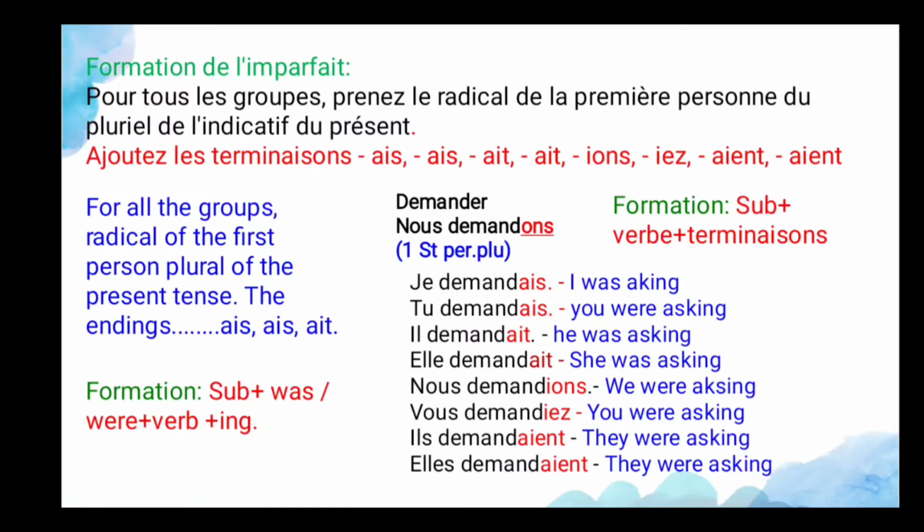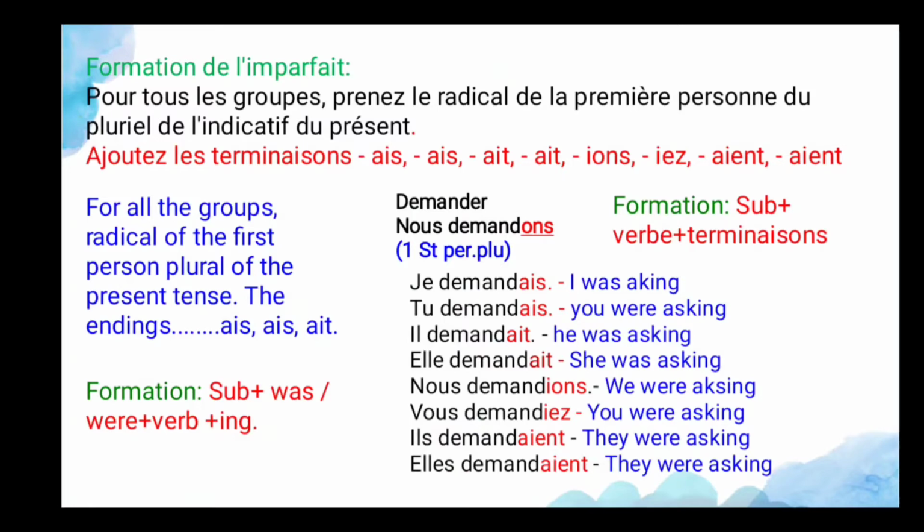And see the formation in English. Subject, what are the subjects? I, you, these are the subjects, plus was or were, plus verb plus ing. See the example here, that blue one. I is a subject and was is here, which is past tense, and asking, it's a verb plus ing. This is the formation in English.